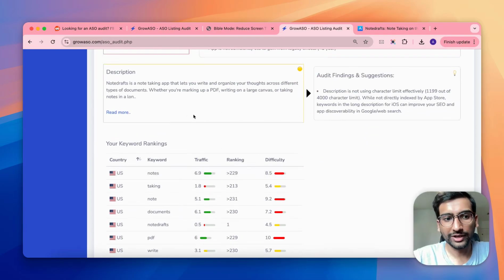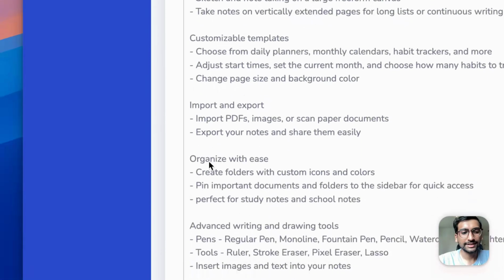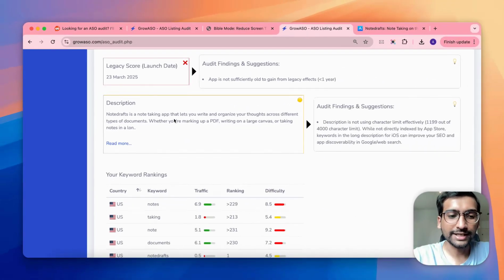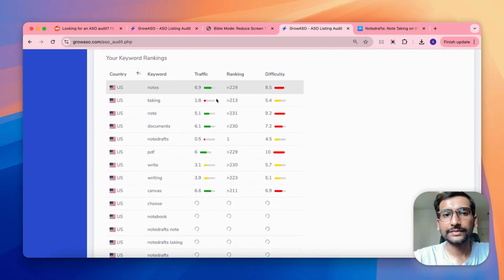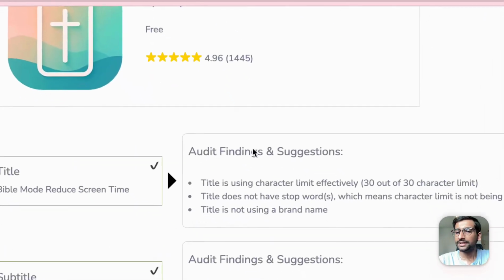In the description, okay, there's a huge gap here, only 1,200 characters. So like I mentioned at the start of this review, put in more keywords. Ensure that it ranks in Google, ensure that it ranks in LLMs. And okay, while it does analyze the keywords, let's go back to Bible mode.